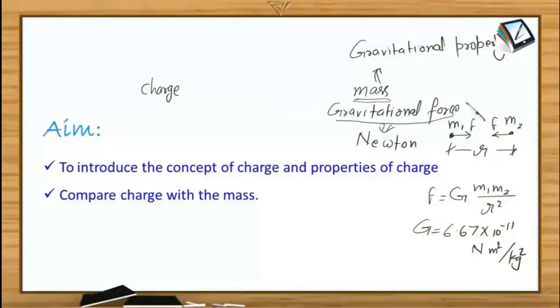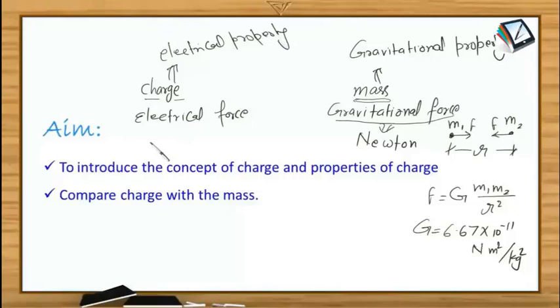In the same way as mass gives rise to the gravitational force, charge also gives rise to a particular type of force which is known as the electrical force. Charge is known as the electrical property of matter, and the force arising because of this characteristic, charge in matter, is called the electrical force. And who formulated this force? The name of the scientist was Coulomb.